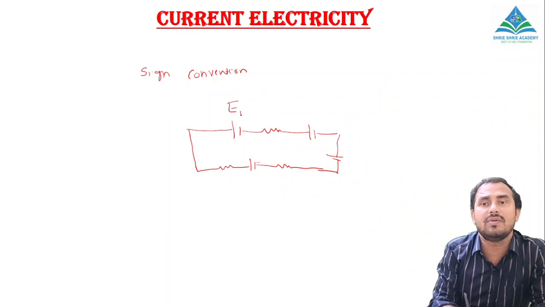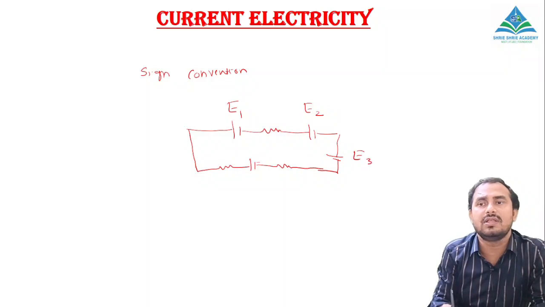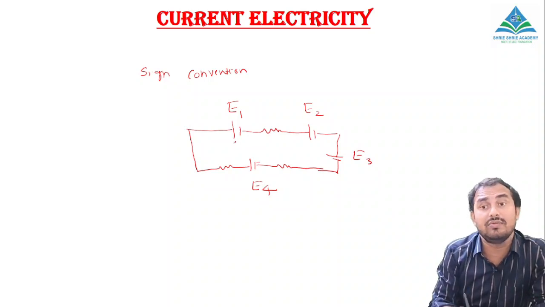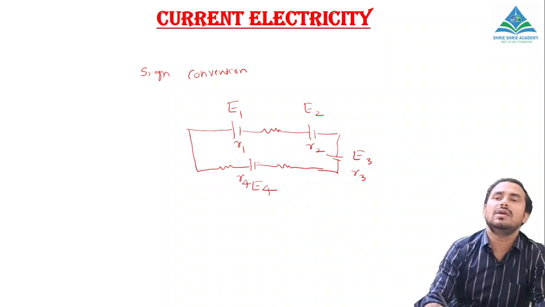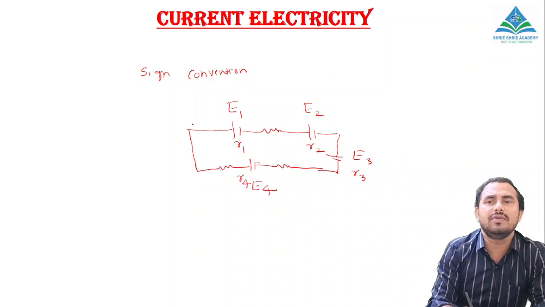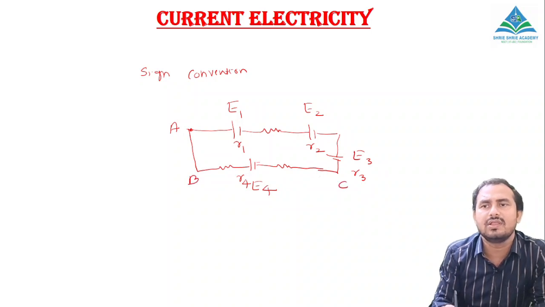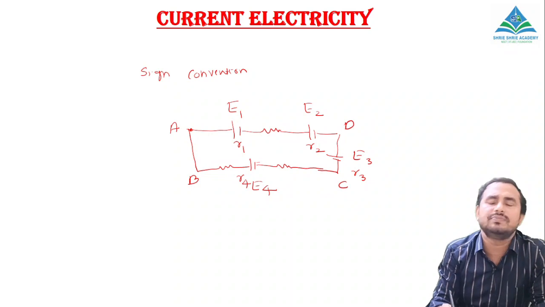Let's say this has EMF E1, this has EMF E2, this has EMF E3, and this has EMF E4, right. Each battery can have an internal resistance too. So R1, this is R2, let's say the internal resistance of this is R3 and this is R4. We need to find out the current. I have taken a very basic question on this. We can name the points: let's say this is A, this is B, this is C, and this is D, right.